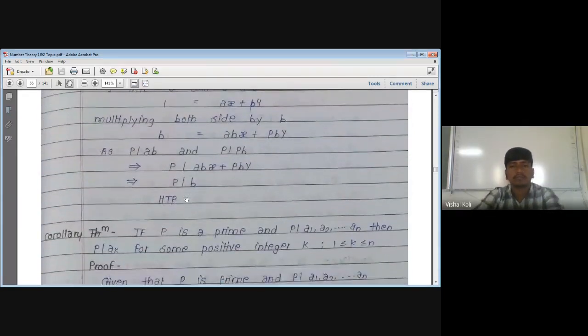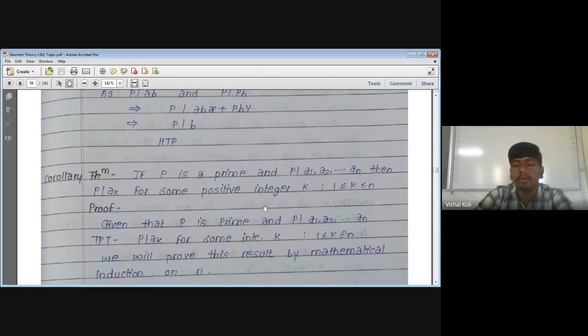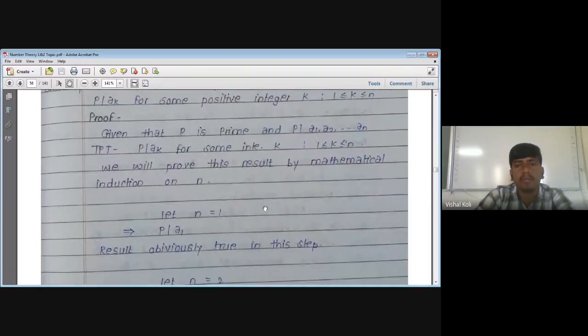Now, a corollary depending on this theorem: if P is a prime and P divides A1 into A2 into up to AN, that is, the product of these n integers, then P must divide at least one AK among these AKs, where K lies between 1 to n. Given that P is a prime number and P divides A1 into A2 up to AN, we have to prove that P divides AK for some K between 1 and n. We will prove this corollary by using mathematical induction on the positive integer n.